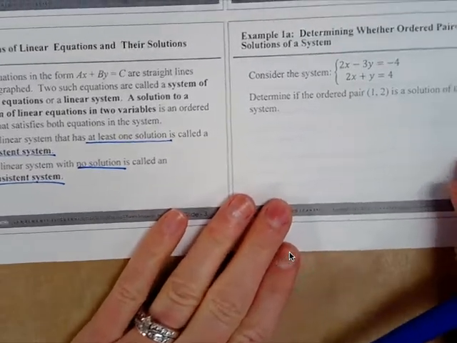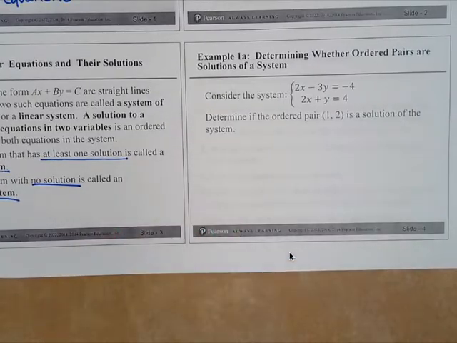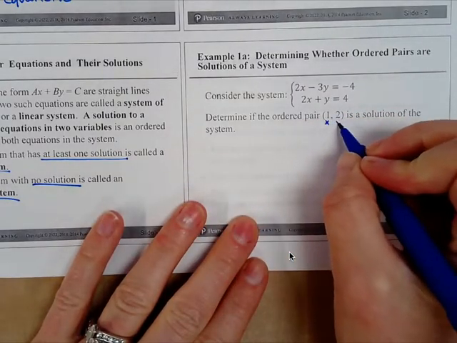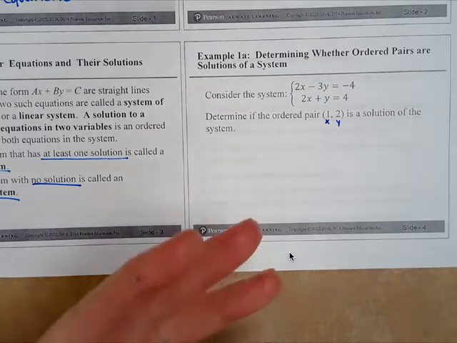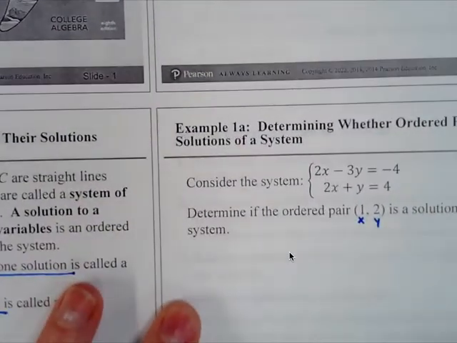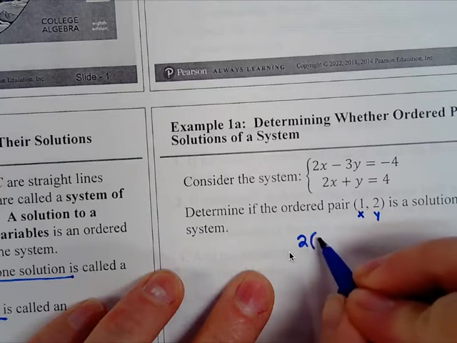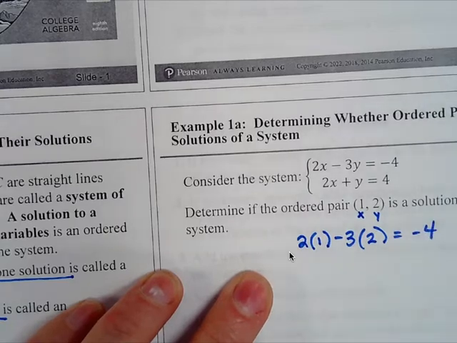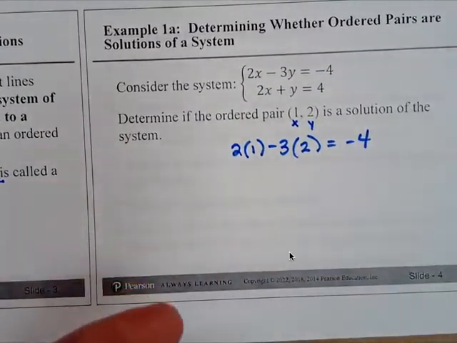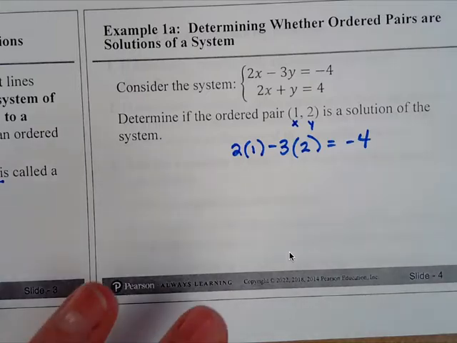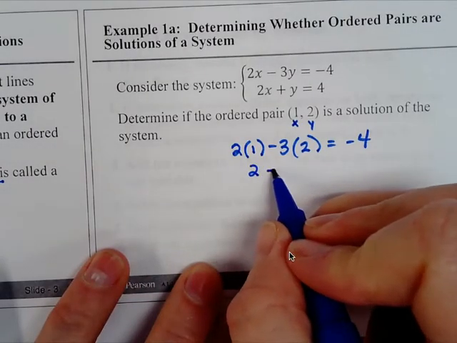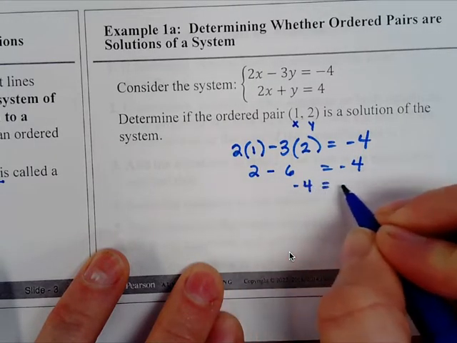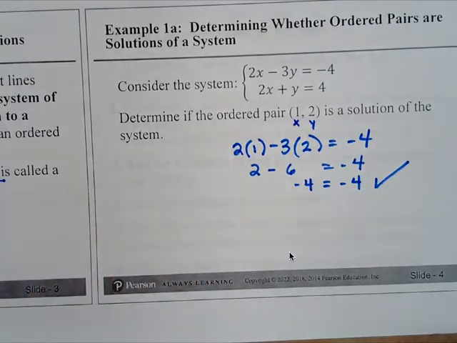So let's look at our first problem. Determine whether ordered pairs are solutions of a system. So to determine, we're going to plug in an x and a y. And you have to check both equations. So I'm just going to plug it into the first one. You can put this in the calculator, or really it's easy just to work it out. So it'd be 2 minus 6 equals -4. 2 minus 6 is -4, so that is true. So the first equation is true.